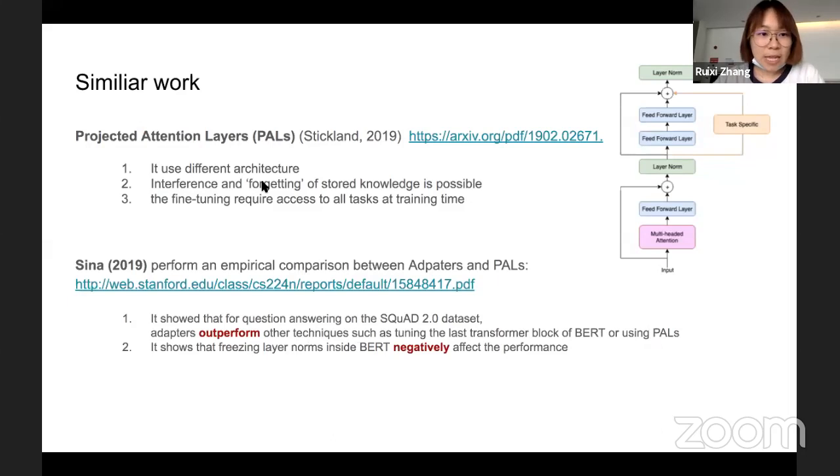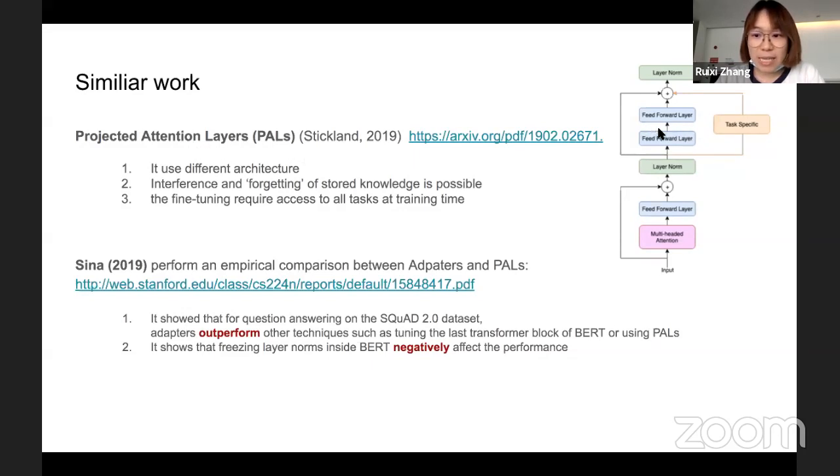And at the end, I also want to add one similar work, named PALS, projected attention layers, which was done by Stickland. In this work, it is trained similarly to multitask learning. So it has a different architecture.